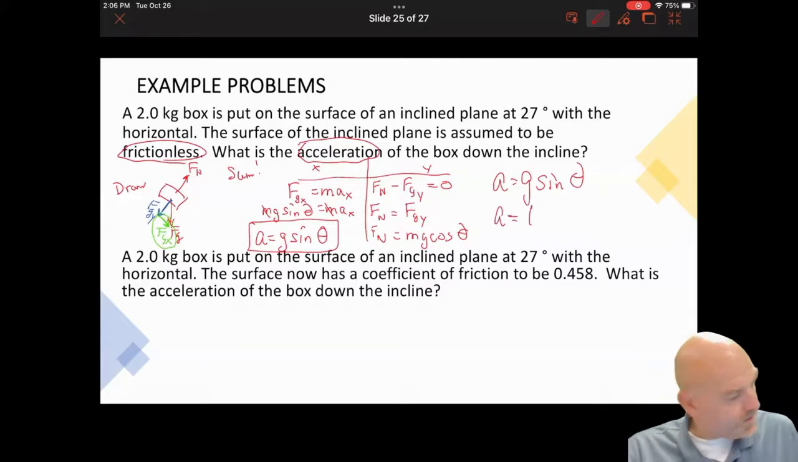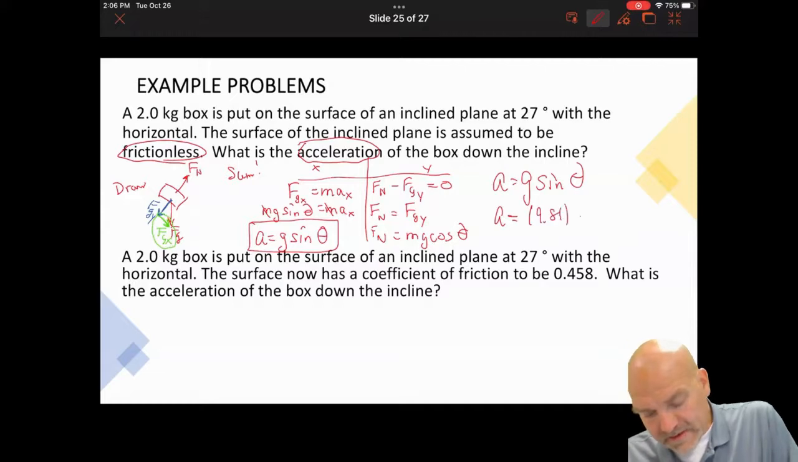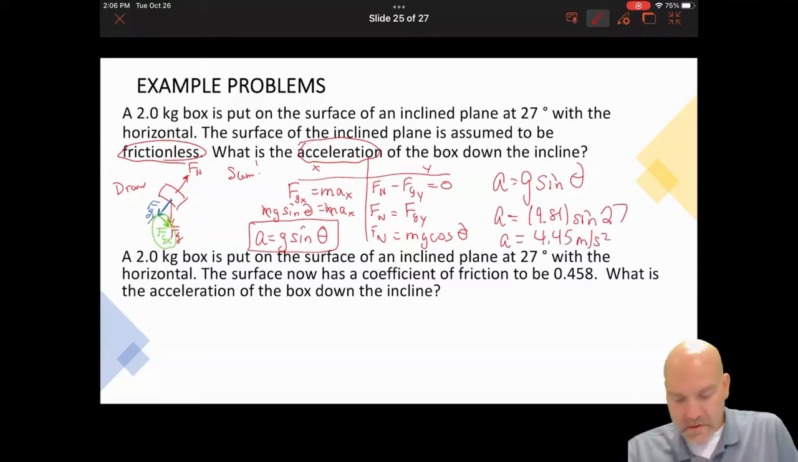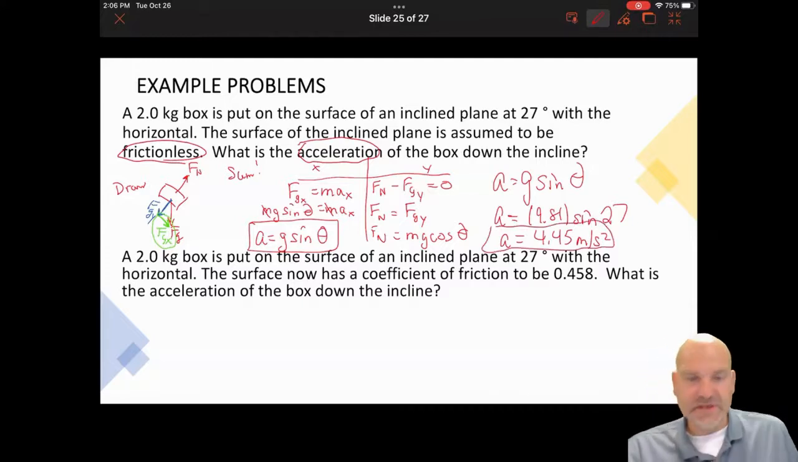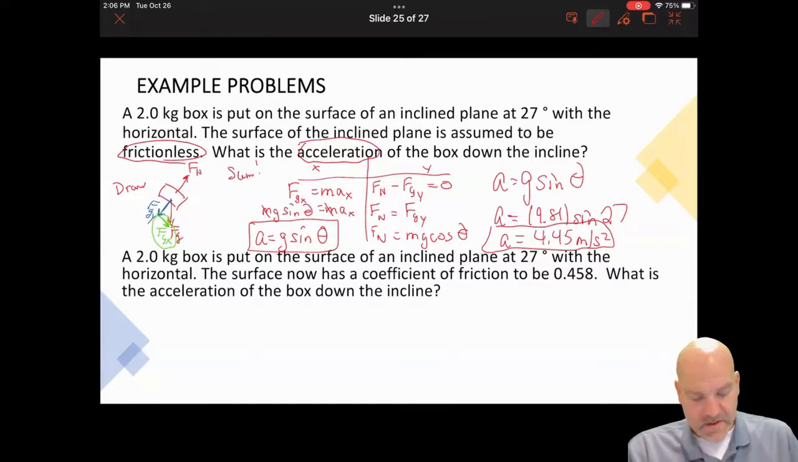So we're going to do 9.81 times sine of 27. And that's going to give us an acceleration of 4.45 meters per second squared. Okay, so that is the acceleration without friction. The next question talks about what happens when there's friction.